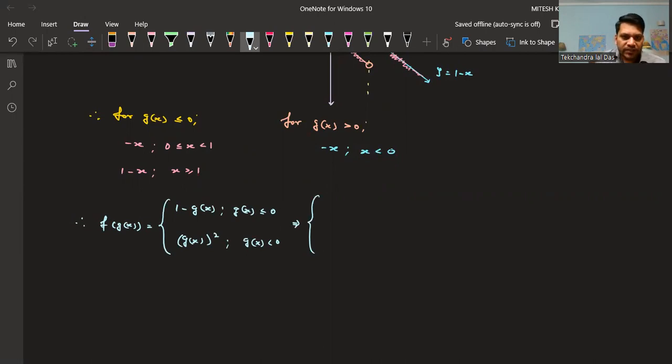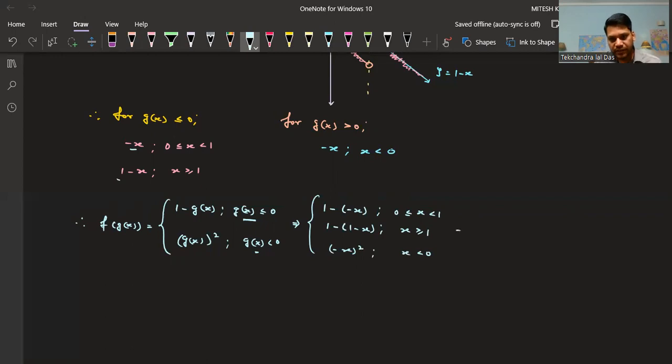For this g(x) less than or equal to 0 part, we have two different parts. We'll fill these parts here. So 1 minus of minus x, and this is for which x? 0 to 1. Again we have to fill the next part, 1 minus of 1 minus x, and this is for x greater than or equal to 1. Clear? The next part is minus x. In the place of g(x) we'll put minus x, and this is for this branch. Clearly we can see it. So minus x whole square, and this is for x less than 0.